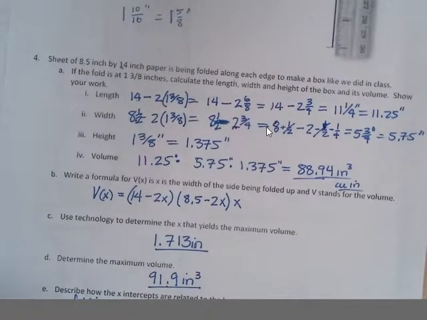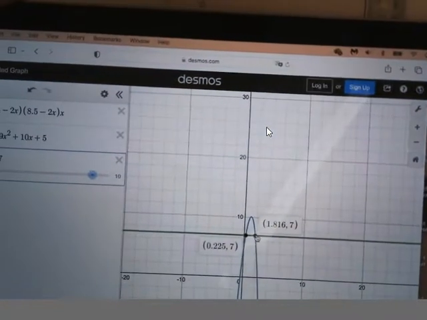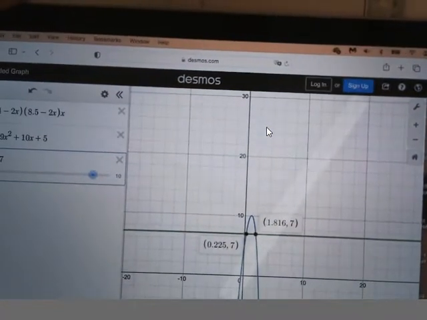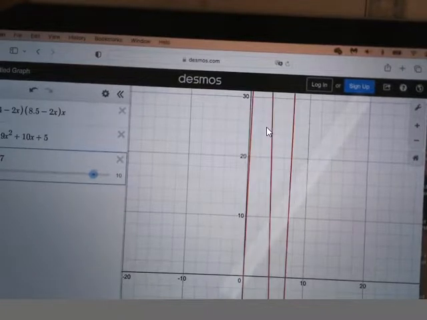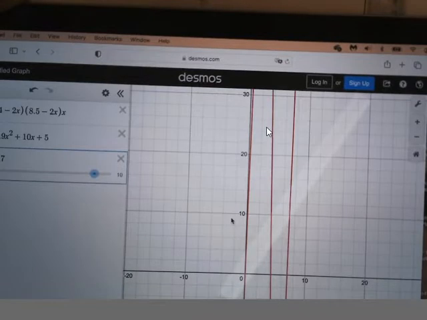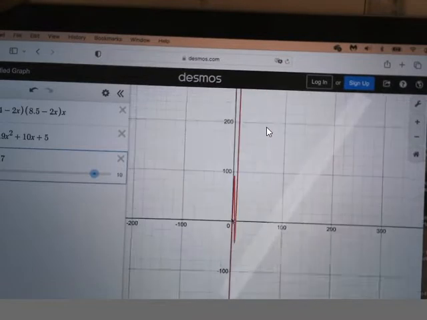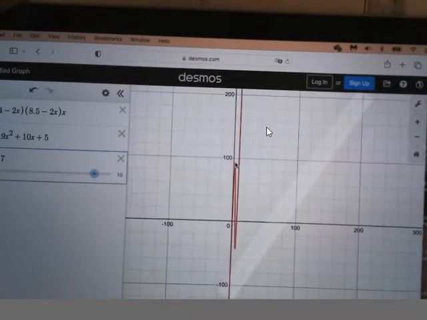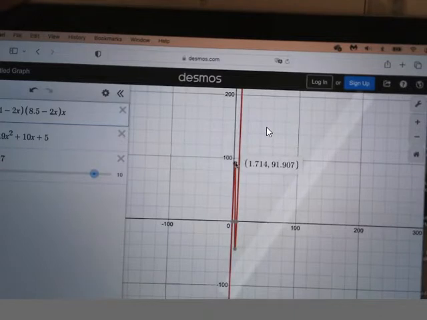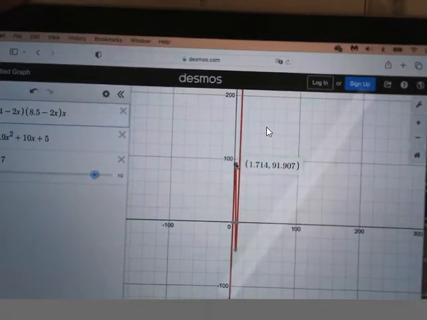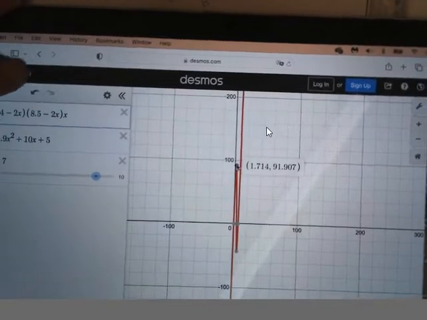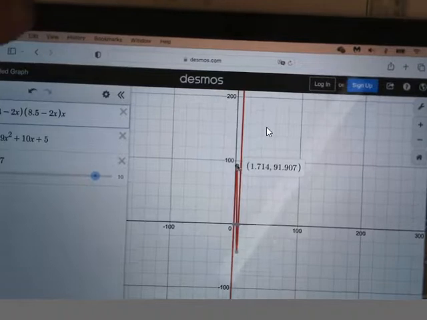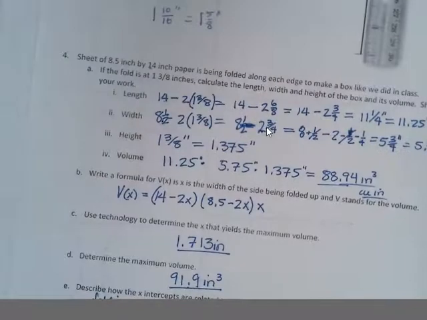Now, just to get some of those numbers off of Desmos, I'll turn off what we just did for the earlier problem and turn on Desmos. And here's the graph, and we have to see up higher. So if I zoom in, the top is right there: 1.714 and 91.9. And you can type it in with X's. If you do it with something else, then you have to put H of whatever variable that is, or Y equals or something.